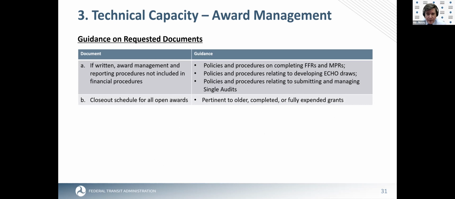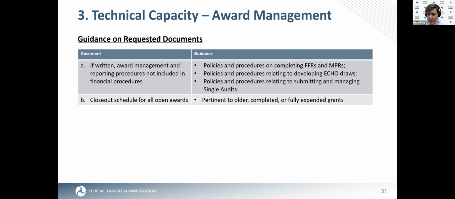In award management, the first thing that they're asking for in the RIR is award management reporting procedures, if they're not included already in your financial procedures that you submitted. These could be things like your policies and procedures on completing FFRs and MPRs. So who's responsible for completing the FFRs, the federal financial reports, and who's responsible for doing your MPRs, your milestone progress reports? Is there any coordination between those two people? How do they make sure that they're submitted on a timely basis? If you have policies and procedures relating to those, then definitely your reviewer would like to see them.